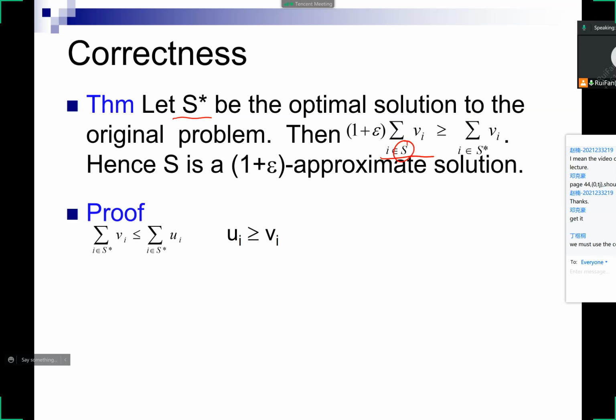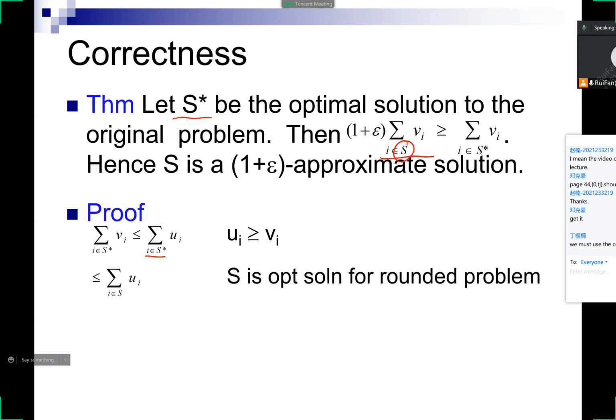Okay, so to do this, we have some inequalities over here. The first one is that if you take the optimal solution and you add up the vi values, this is no more than the same set, but you add up the ui values. This is just because the ui values are at least as large as the vi values.